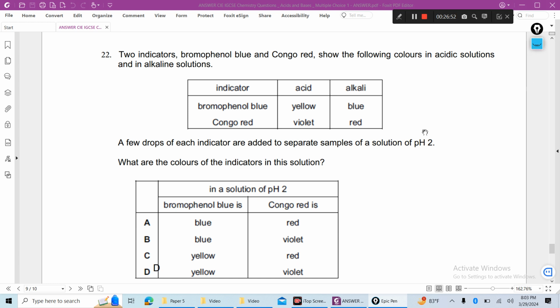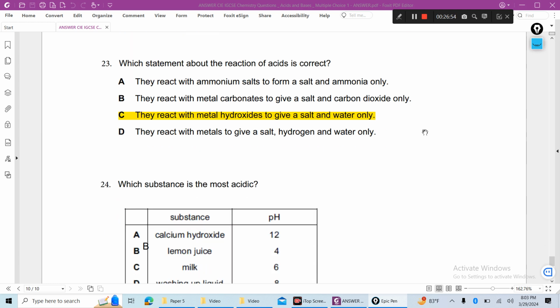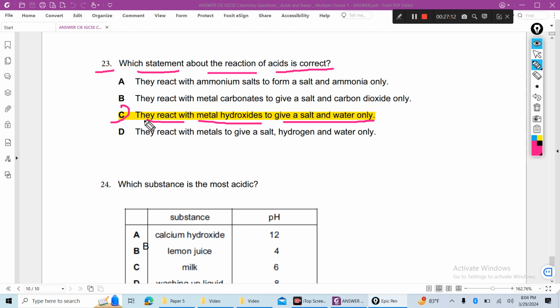Next, number 23, which statement about the reaction of the acid is correct? And you know, acids react with metal hydroxides to give salt and water only. Yes, acid reacts with metal hydroxide to give a salt and water only.